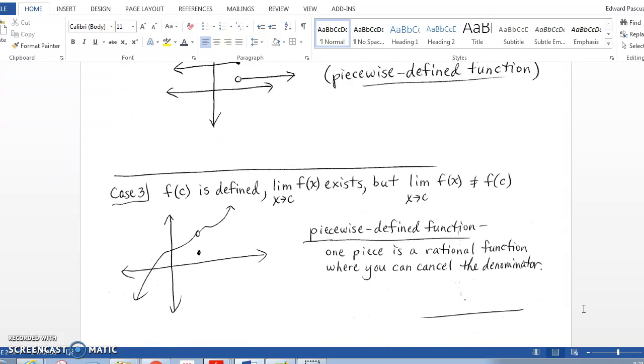And case 3, f of c is defined, the limit of f of x as x approaches c exists, but the limit of f of x as x approaches c does not equal f of c. So that's where we have a function with an open hole at an x value. However, there is a dot on that same x value, but we still have an open hole on the actual function. So that dot is somewhere outside of the function. A piecewise defined function. One piece is a rational function where you can cancel the denominator. I'll explain all of this later.